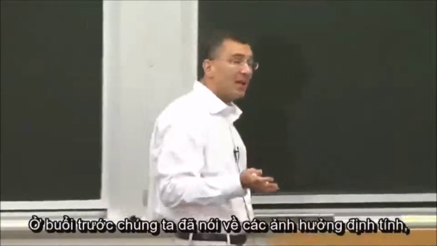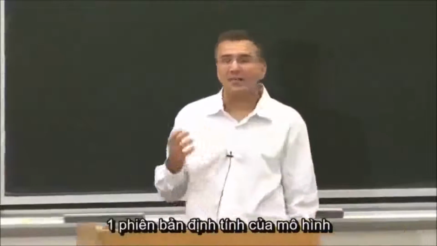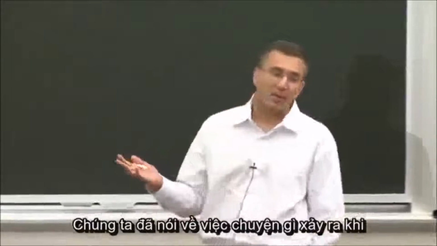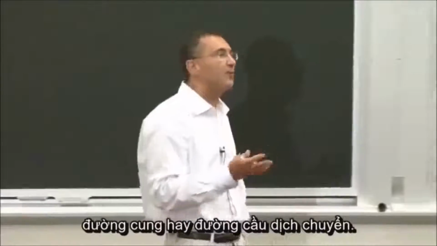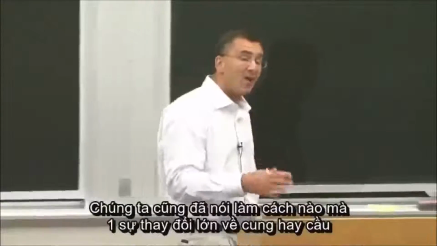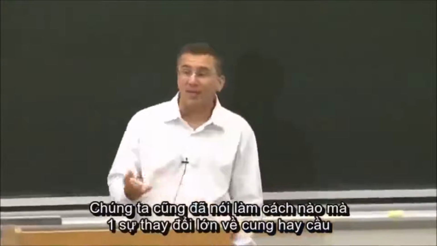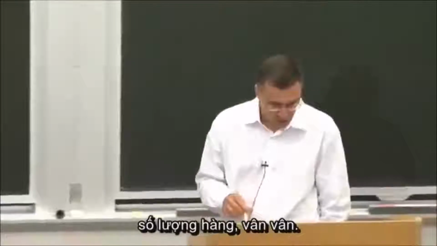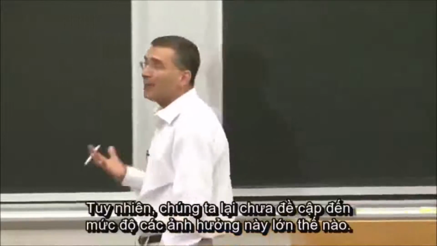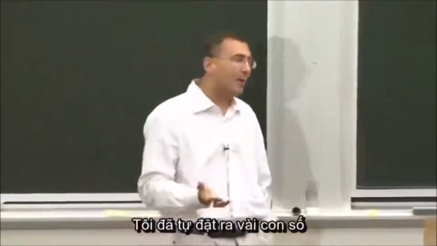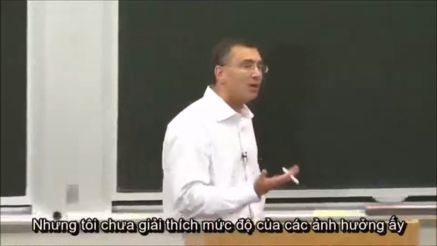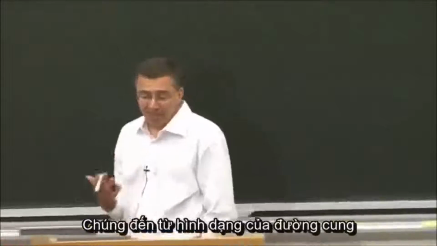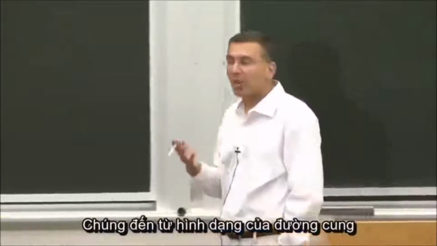We talked about last time was the sort of qualitative effects, the qualitative version of the supply-demand model. We talked about what happens when a supply curve shifts, what happens when a demand curve shifts. We talk about how either a supply shock or demand shock could lead to the price to increase, but they could have very different effects on quantity, et cetera. What we didn't talk about is how big these effects are. I made up some numbers, I threw them on the graphs, but I didn't talk about where the size of those effects come from. And where they come from is the shapes of the supply and demand curve.